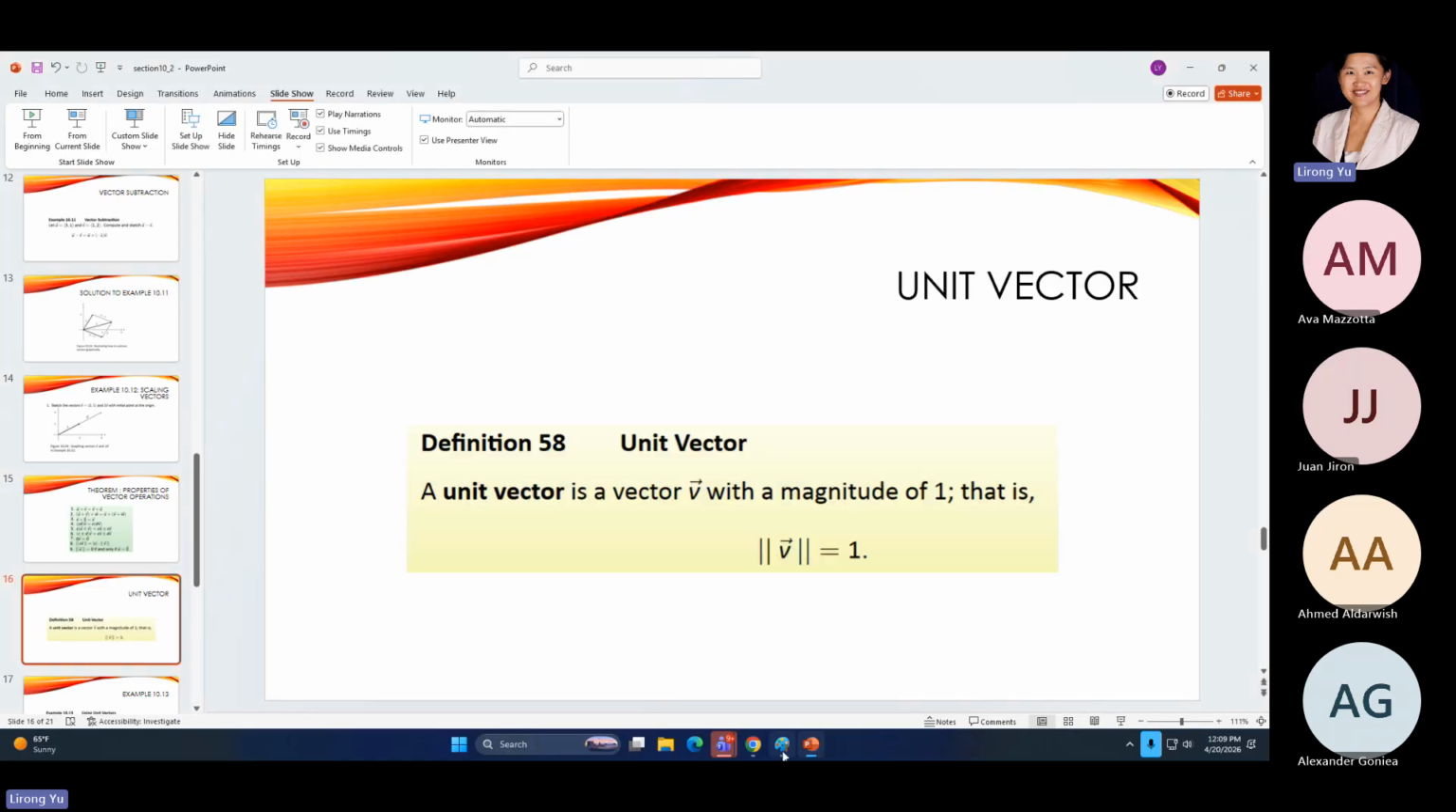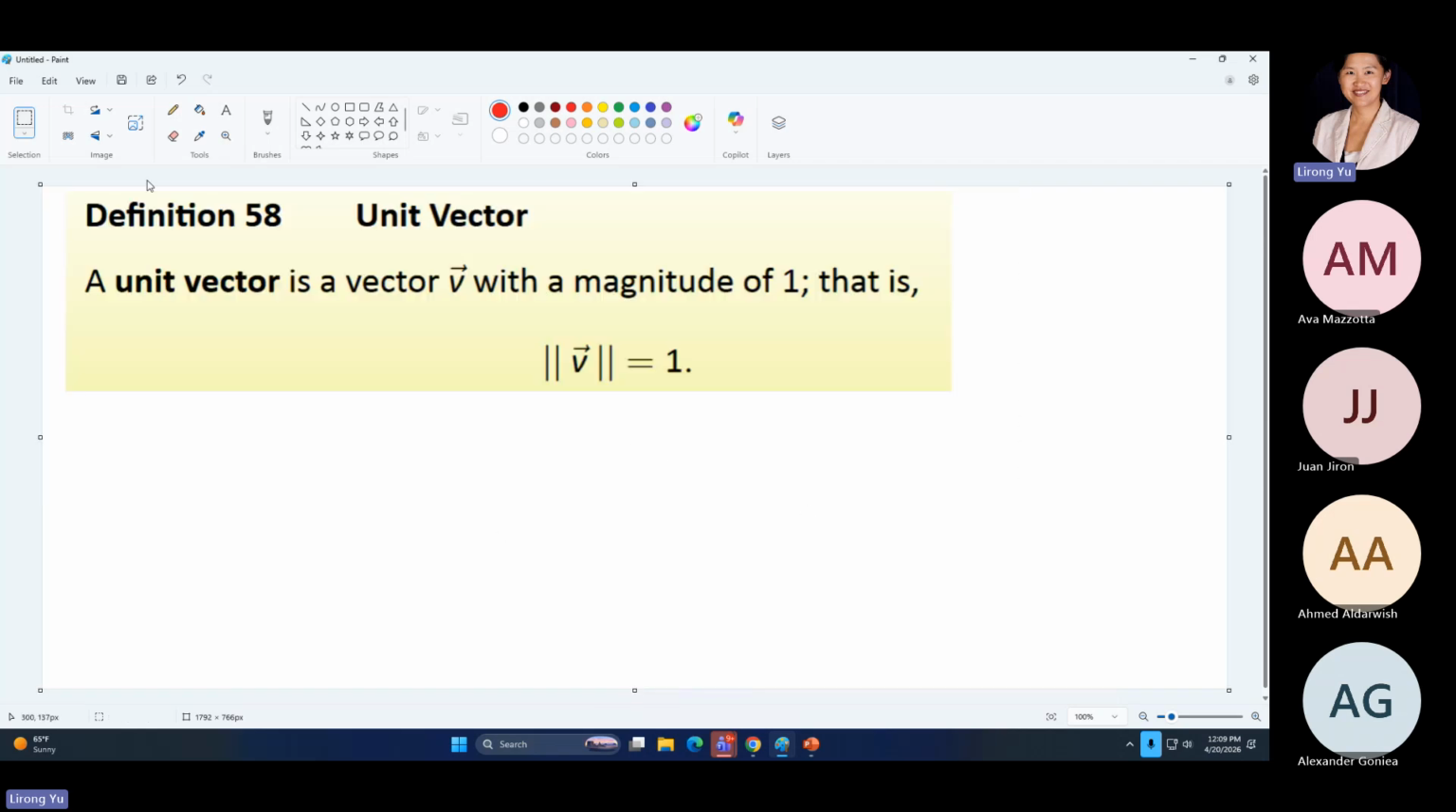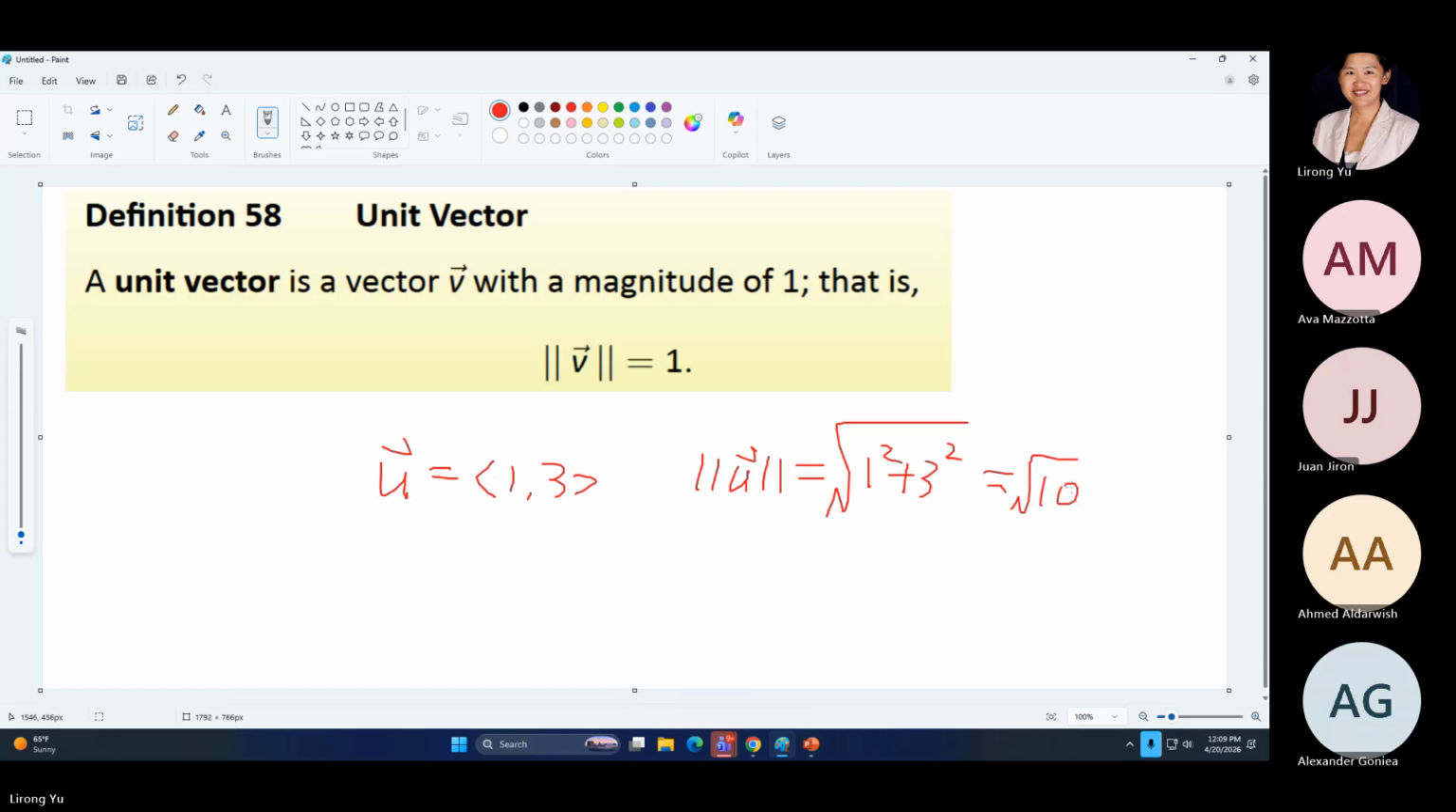Basically, all the vectors that have magnitude 1 live on a unit circle. For example, let's say we have a vector u = (1, 3). What's the magnitude of u? The magnitude of u is the square root of 1 squared plus 3 squared, which equals root 10. So the magnitude of u in this case doesn't equal 1. That's what we mean when we say u is not a unit vector.